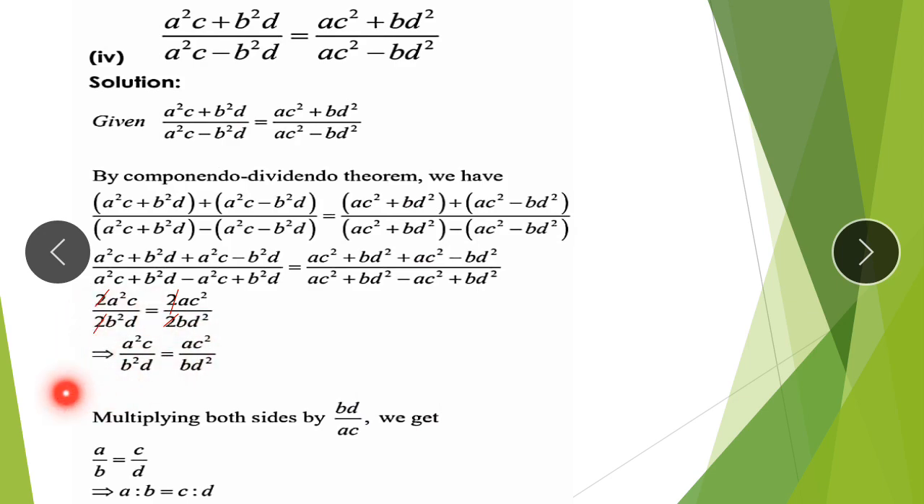Just see the first side, this side will get automatically balanced. So by cancellation we will just get A ratio B is equal to C ratio D.